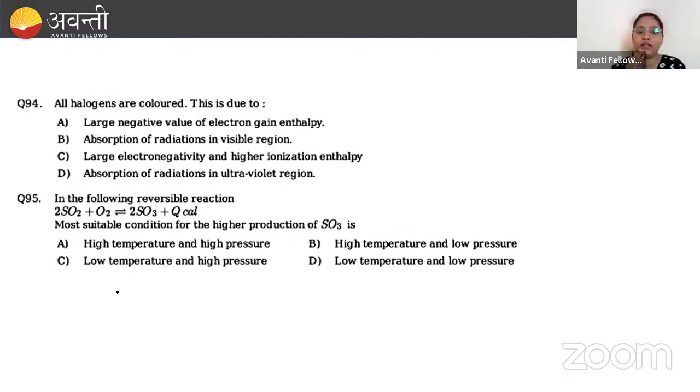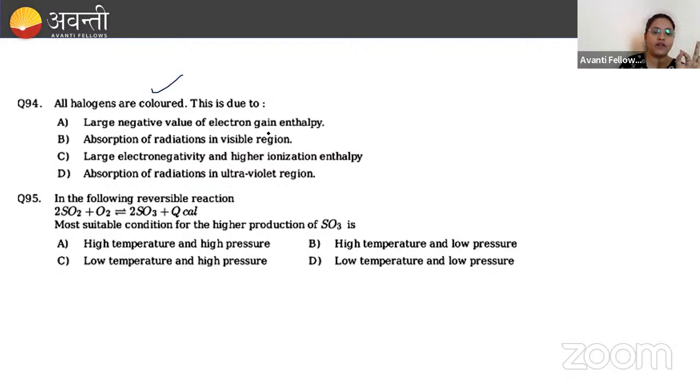All halogens are colored. This is due to... So you know that halogens are colored compounds. Why is that happening? Whenever any compound is colored, it is because they absorb the radiation from the visible light. When they absorb the radiation, a transition takes place in that compound, and when these compounds come to the ground state, they emit the color. That is the simplest phenomenon of colored compounds.